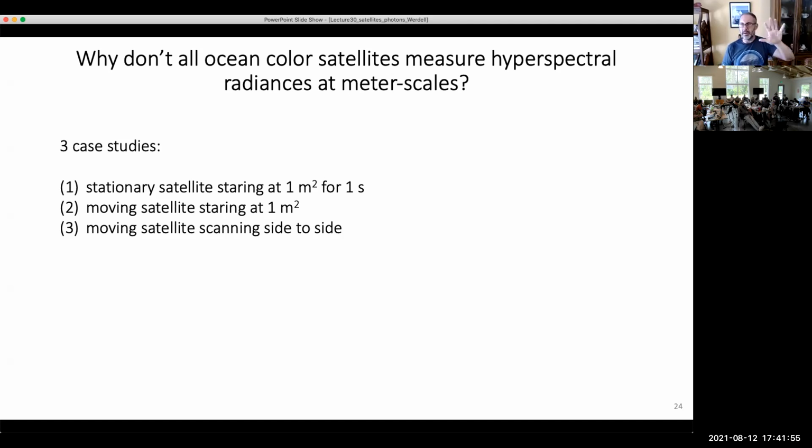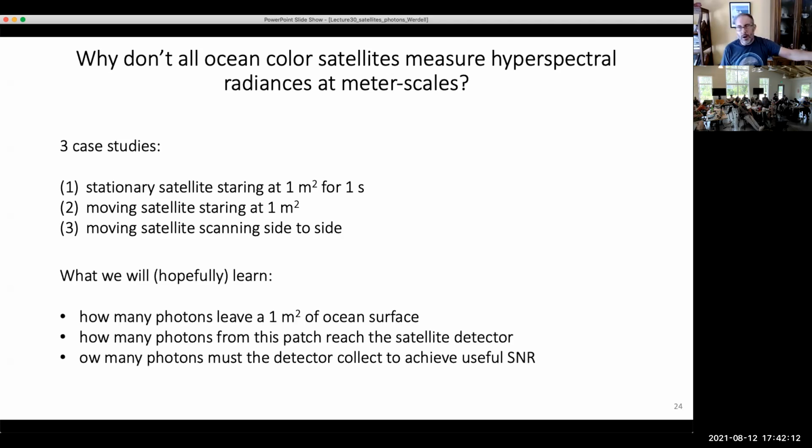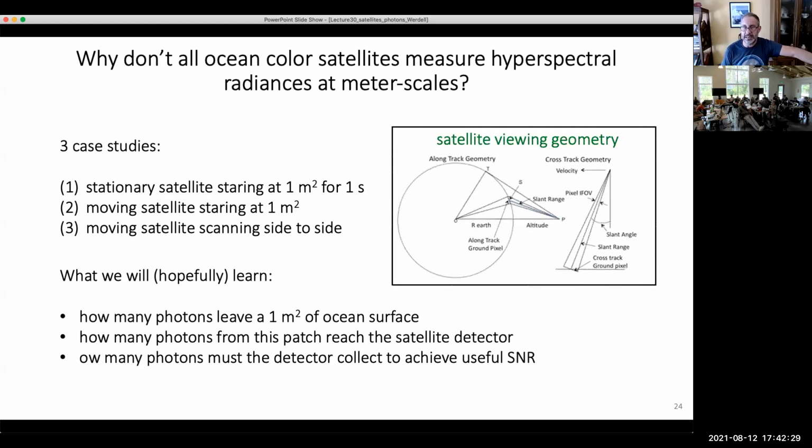A stationary instrument, like a geostationary one, staring at a 1 square meter patch of Earth for 1 second. The second one is we'll start moving that like an Earth observing LEO instrument. And then we'll go into the CWIS OCI type instrument, which is scanning side to side. What I want to hopefully impart to you very quickly is we can actually count the number of photons that leave this patch of ocean. We can see how many of them actually make it into the detector system of the satellite instrument. And then we'll explore how many photons actually have to reach this instrument to get a meaningful SNR.